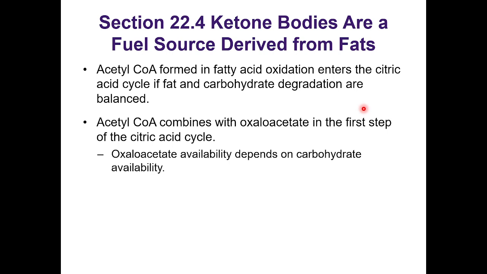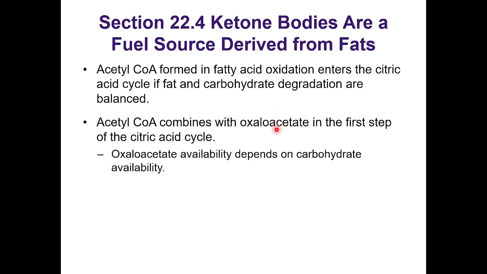Okay, so the acetyl-CoA formed in fatty acid oxidation can enter directly into the citric acid cycle. If fat and carbohydrate degradation are balanced, the acetyl-CoA combines with oxaloacetate in the first step of the citric acid cycle. The oxaloacetate availability will depend on your carbohydrate availability. Now, keep in mind that because we go essentially directly into these acetyl-CoAs, we have basically nothing else going on. This actually does create an imbalance in the cycle.